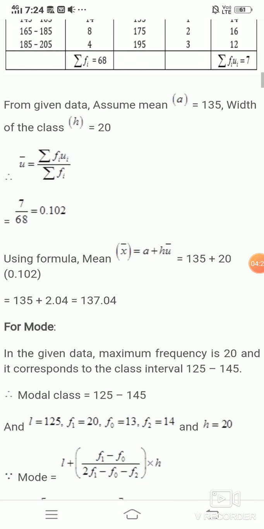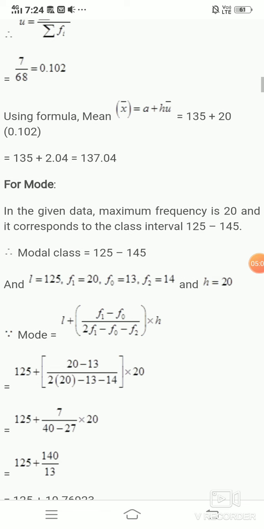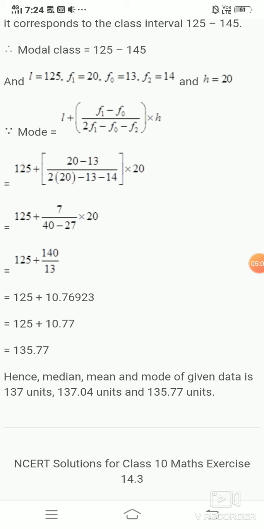Next, the mode. You already know that the maximum frequency is 20, so the modal class is also 125 to 145. So the lower limit L is 125, F1 is the corresponding frequency 20, the previous frequency is 13, F2 is 14, and H equals 20. For the mean there is only fi, but for the median we need to find the cumulative frequency, right? Substitute all those things, you can get the answer. The answer is 135.77.